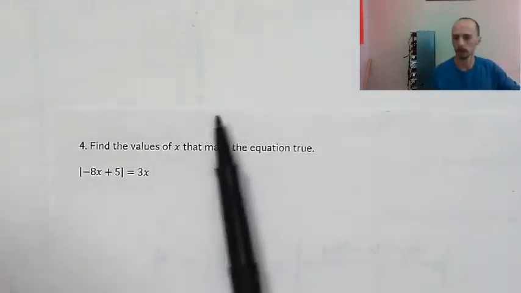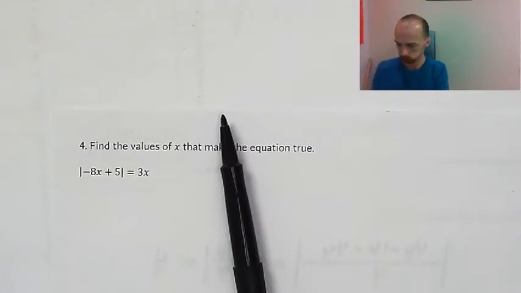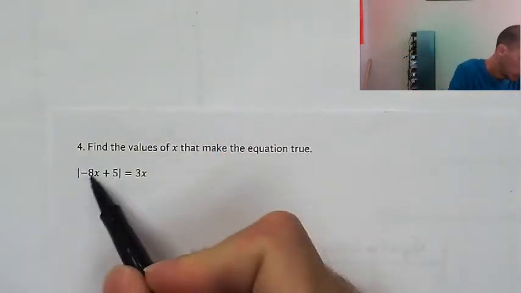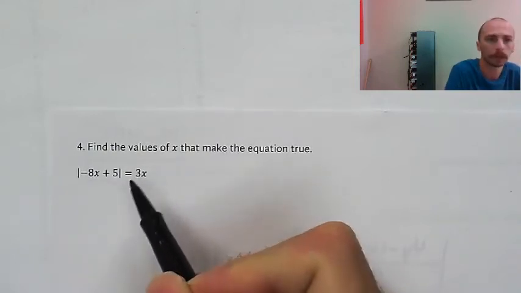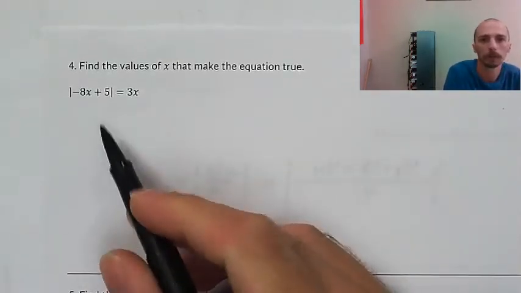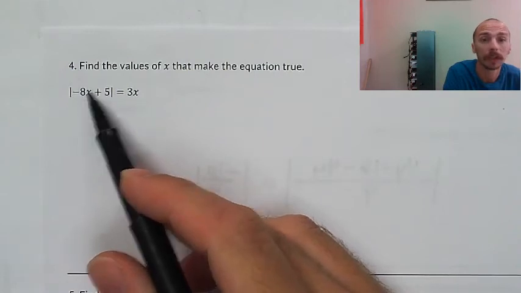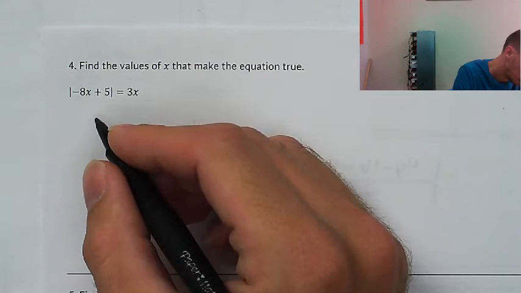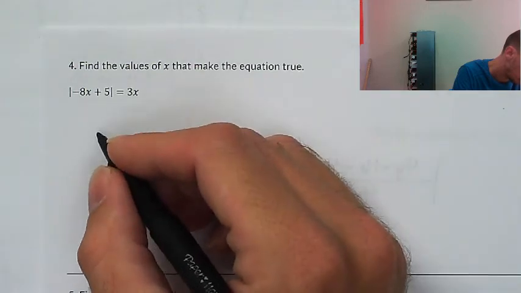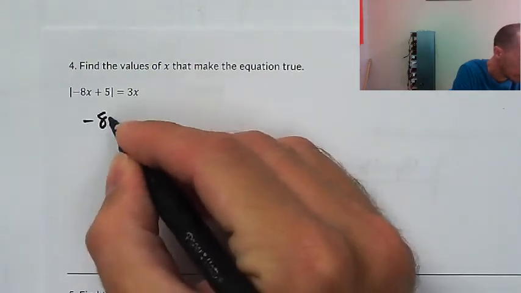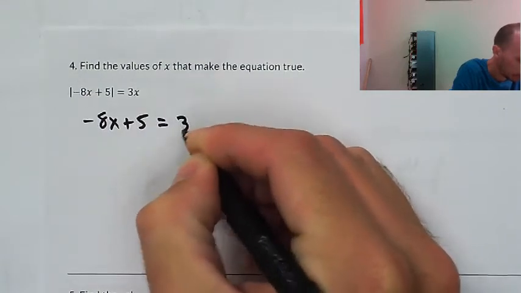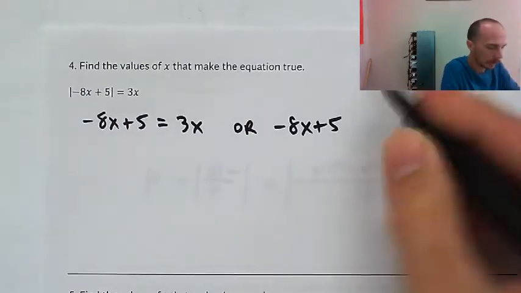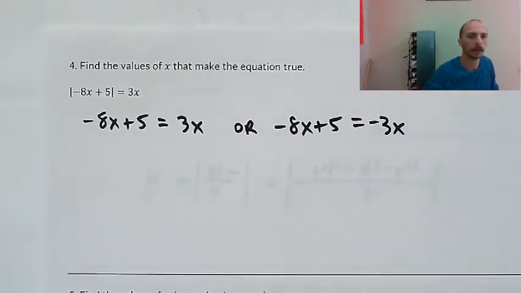Now here we have one where it's lots of mosquitoes. Negative 8x plus 5's absolute value equals 3x. And so this is one where we're going to have to be sure to check our answers because we're seeing x on the inside and outside of the equation. So we're over here and we're going to say, all right, what are we thinking? Oh yeah, either negative 8x plus 5 is equal to 3x, or maybe negative 8x plus 5 is equal to negative 3x.